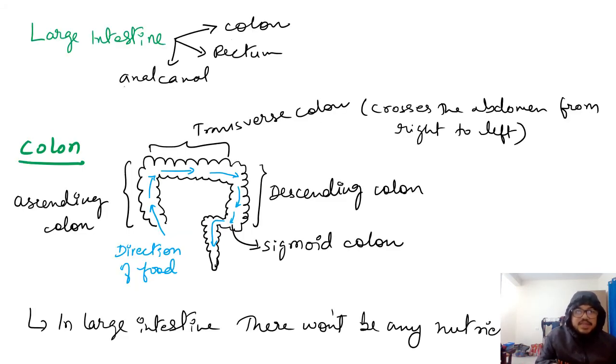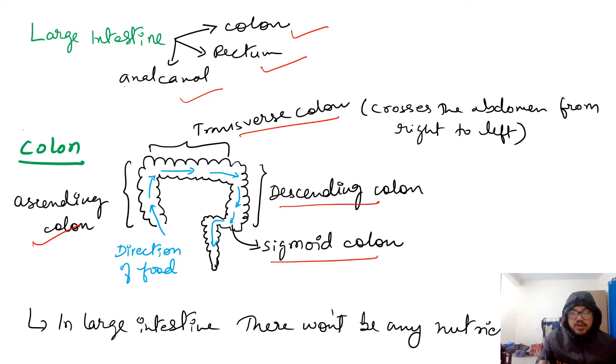Next, see the large intestine segments. There are three segments in the large intestine: first the colon, then the rectum, then the anal canal. The colon has basically four segments: first the ascending colon, then the transverse colon, then the descending colon, then the sigmoid colon.